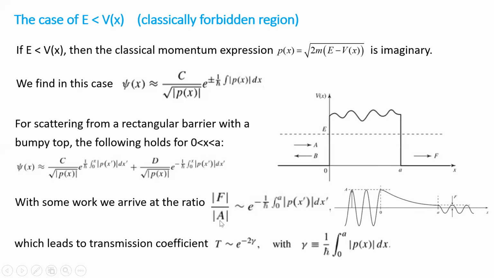Okay, and then finally we can find the transmission coefficient, T, which is the square of this ratio, F squared over A squared. It just turns out to be e to the minus 2 gamma, where gamma is this integral here, 1 over h bar, integral 0 to a, of the modulus of p of x dx. Because we're squaring it, this is e to the minus gamma, and when we square it, we get e to the minus 2 gamma. So this gives us a really nice expression for the transmission coefficient.